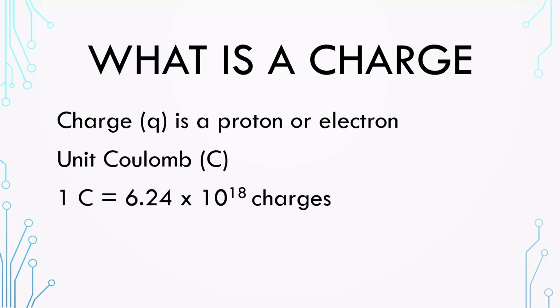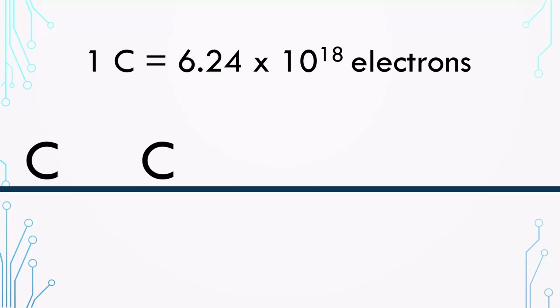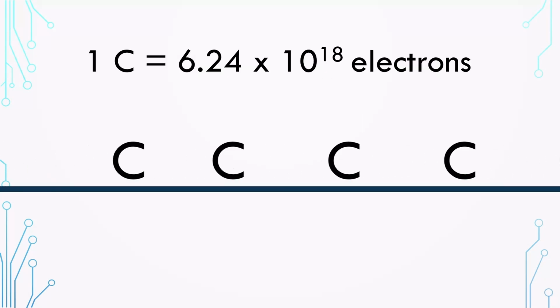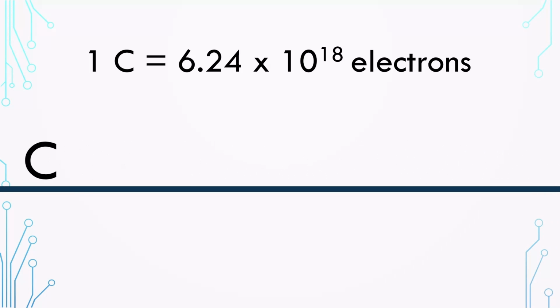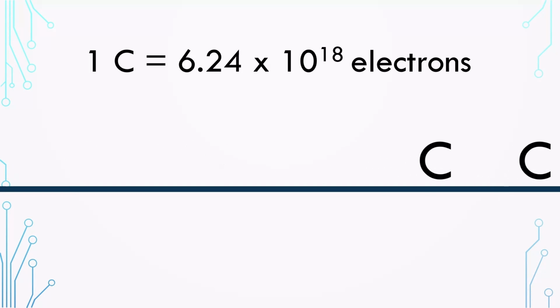And 1 coulomb, that's going to be 6.24 times 10 to the 18, in other words, a ton of these charges. So for circuit analysis, the best way to think of it is when you think about 1 coulomb, think about just 6.24 times 10 to the 18 electrons moving along to somewhere. Because that is the thing that's actually being measured. Every one of these C's moving across this wire in the middle, that's 1 coulomb, and that's just that many electrons. And that's what's actually carrying that charge across from point A to point B.